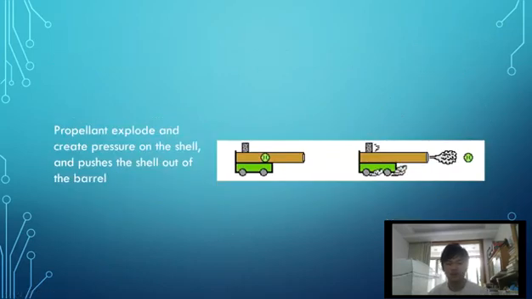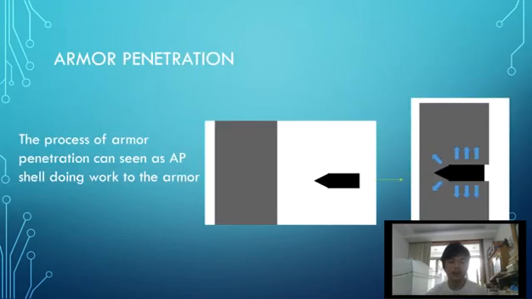Okay, so how can the AP shell be fired from the barrels? The propellant explodes and creates pressure on the AP shell, which then pushes it out from the barrel. Then armor penetration. What is armor penetration?